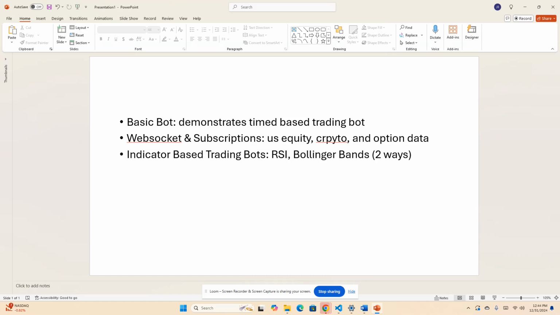I'm going to show the following. So a basic bot, this is going to operate purely based on time. Then we'll have some subscriptions. So I'm going to show a few examples of how to subscribe to stocks, cryptocurrency, and options. And then last, I'm going to show a few examples of indicator-based trading bots. So an RSI one, and then two different implementations of Bollinger Bands.